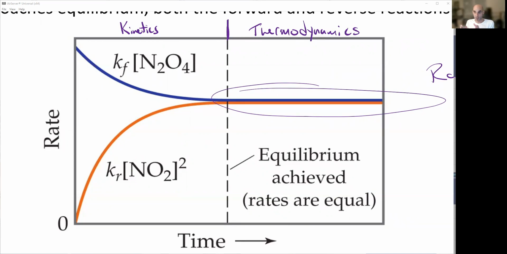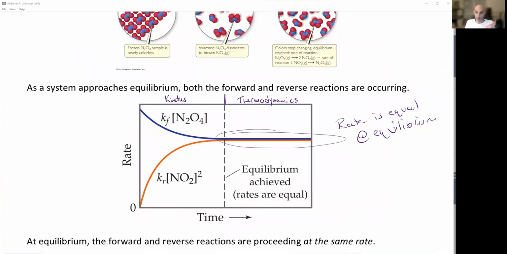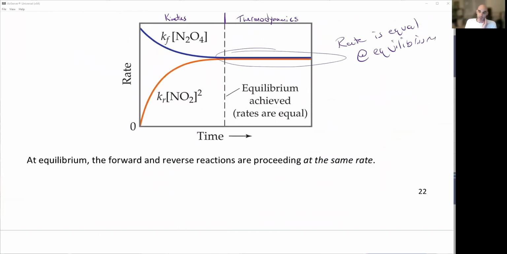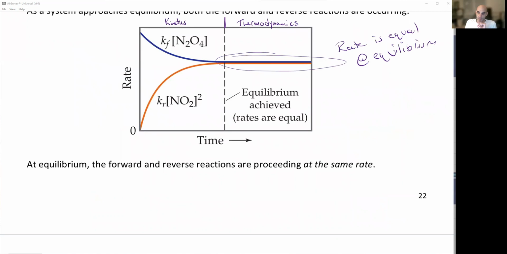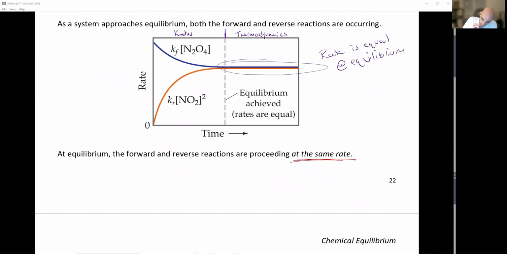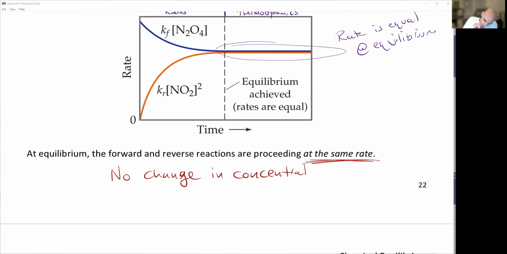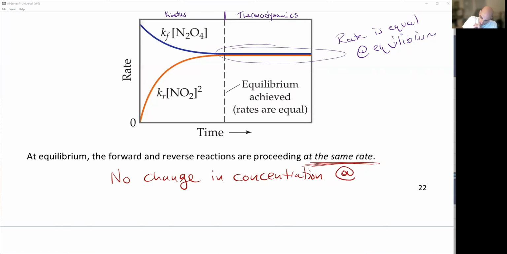But ultimately, once we reach equilibrium, kinetics is no longer important. At equilibrium, the forward and reverse reactions proceed at the same rate. That's important. What that ultimately means is there is no change in concentration at equilibrium.